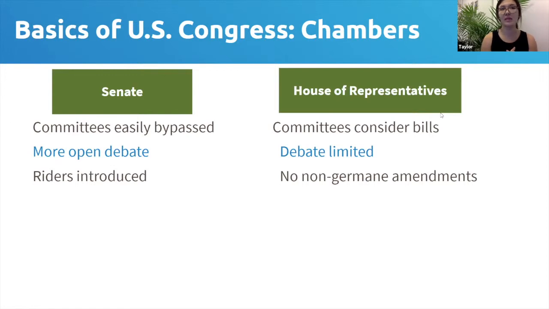The Senate, because it's 100 versus 435 and considered a higher level, has a more open debate about different items that are brought to the floor, whereas in the House of Representatives, debate is a lot more limited, and this is mainly due to the fact that there are 435 members, and they have to regulate it somehow in order to get things moving along.